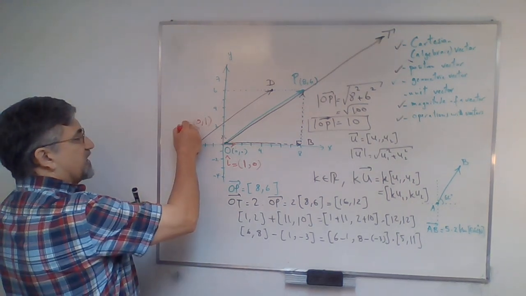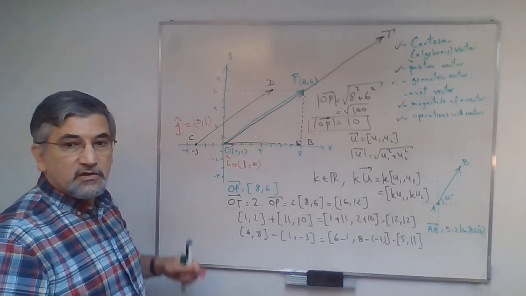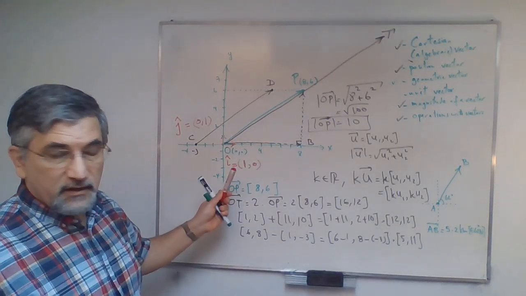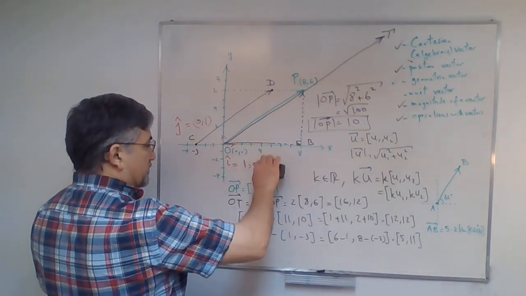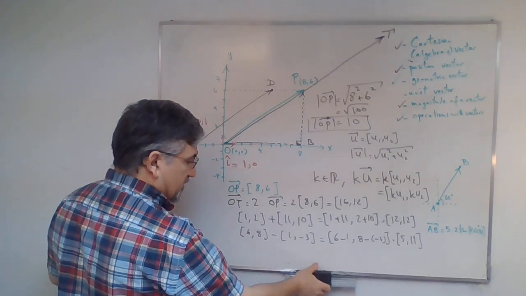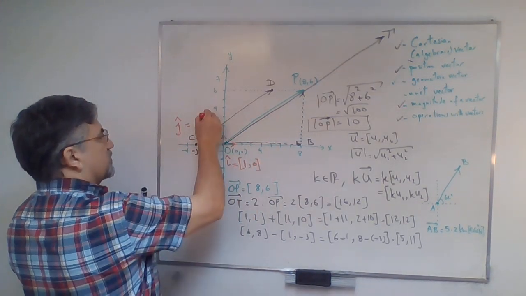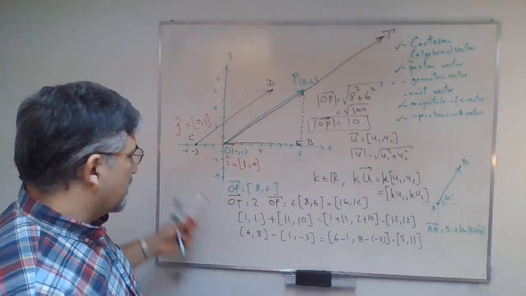And this one is j hat. So j hat is the unit vector along the y-axis. I hat is the unit vector along the x-axis. And I should use square brackets here, because at the end of the day, these are vectors. It is true that they are unit vectors. It is true that their magnitude is 1 unit, but at the end of the day, they are vectors.